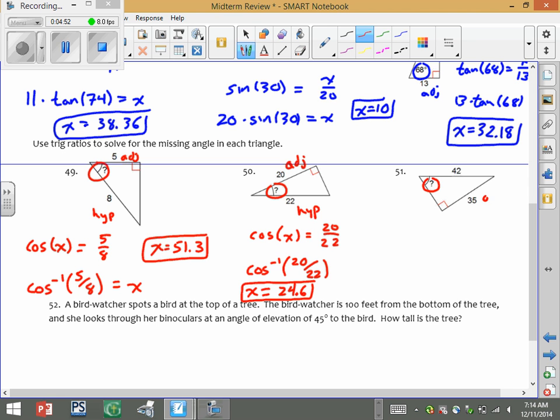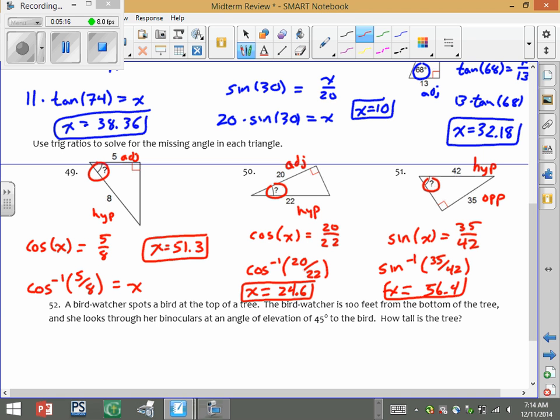Circle the angle, we have opposite, and 42 is now the hypotenuse. So that means we need to use sine. X is in the angle. Then we do 35 over 42. Since x is in the angle, we need to do sine inverse, and then in the parentheses, do 35 over 42. So here, x is sine inverse of 35 over 42, which is 56.4.